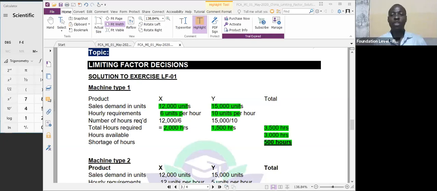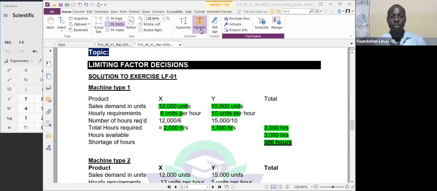You can't get the 500 hours. So all you need to do is make do with the 3,000 hours you have. That means something must suffer. Could it be product X or product Y? But the thing is, as long as you have a shortage of hours, you have identified the limiting factor. But let's continue and see if we will still have a shortage in machine 2.